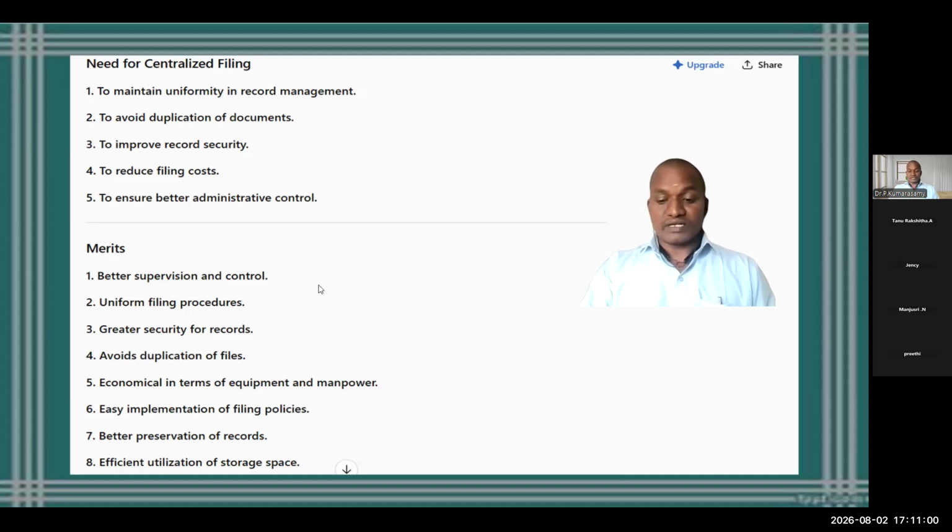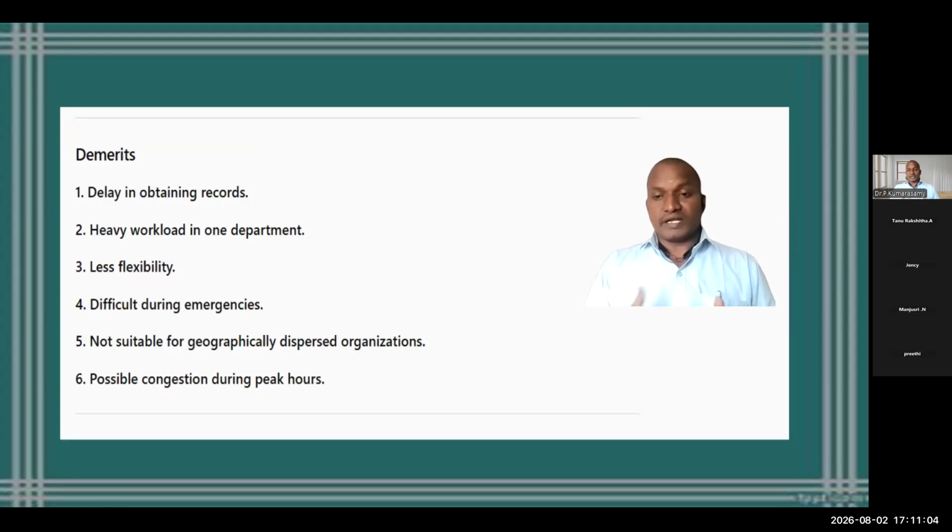Then what are the demerits of the centralized filing system? Delay in obtaining records. Suppose the production department needs a file. The production department does not keep any filing system here. All the files are maintained in the head office, in a centralized place. So it may take at least one or two or three hours, or even one day, for a particular branch to get the data from the head office, which may be located in some other place. So here, delay in obtaining records from the head office.